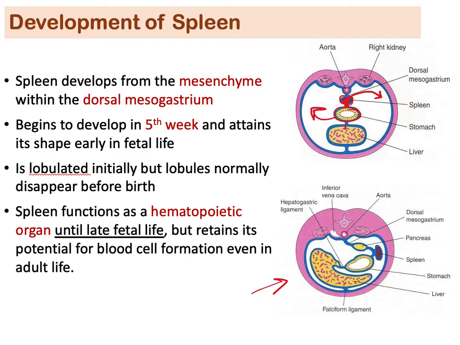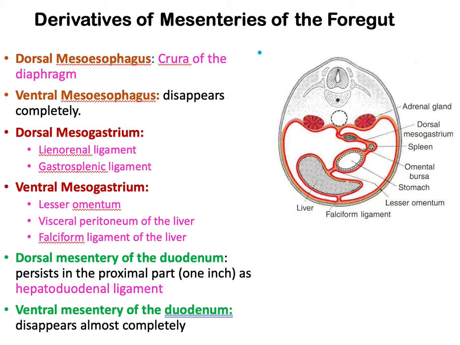Now to summarize the derivatives of the mesenteries of the foregut. Starting from the esophagus, it's not shown here, but if you go to the previous lecture, you would see that the ventral mesoesophagus will disappear. That means it's not connected anteriorly by mesentery, but posteriorly the dorsal mesoesophagus becomes like the crura of the diaphragm, right? This is the esophagus.